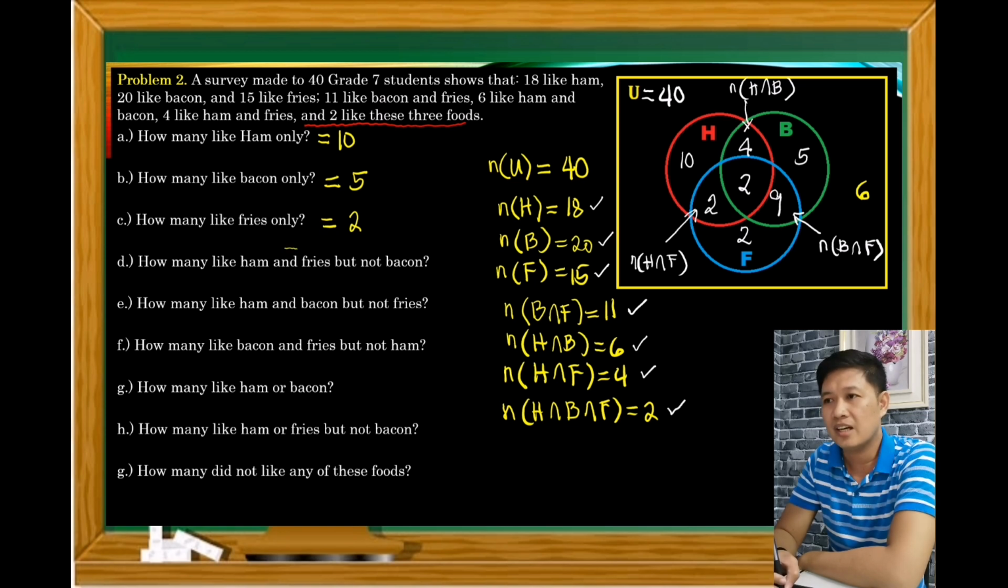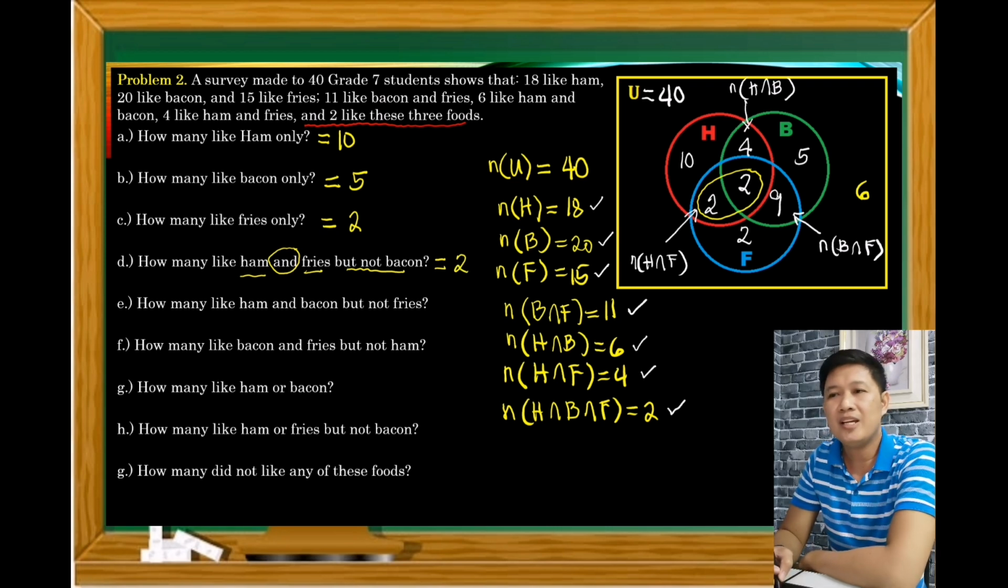How many like ham and fries but not bacon? Again, ito, ang ating coordinating conjunction ay and. So, ibig sabihin, intersection ng ham at ng fries. Pero may restriction, but not bacon. Okay? Ham and fries, but not bacon. So, hindi kasama si bacon. So, ilan lang yon? Correct. So, we only have 2.